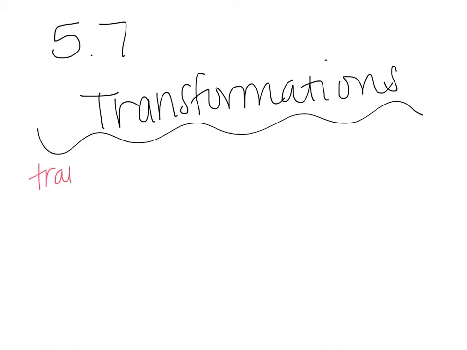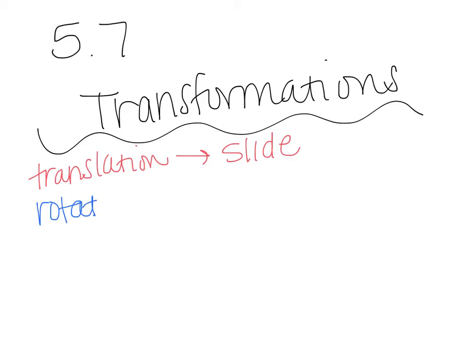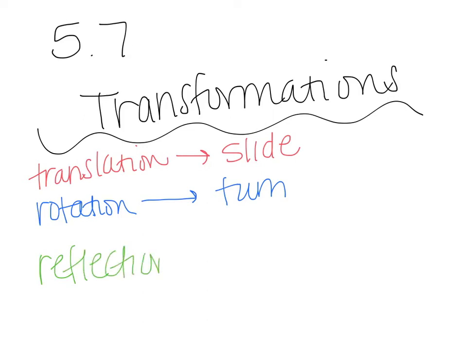What is a translation? You should have said slide. So it's when we're sliding a figure. What about a rotation? This is when you turn an object, and remember, we call whatever we turn it around the center of rotation. And finally, what about a reflection? That is a flip, or think of a mirror.